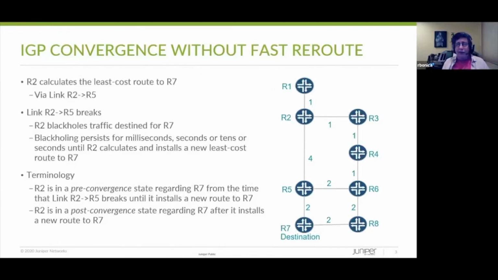Now, we need two other words in our vocabulary. One is pre-convergent state. R2 is in a pre-convergent state regarding R7 from the time R2, R5 breaks until it installs a new route to R7. So what's the pre-convergence time? It's the time between the break till the time R2 gets a new route to R7. Then there's a post-convergence state. Once that new route is installed, R2 enters a post-convergence state.